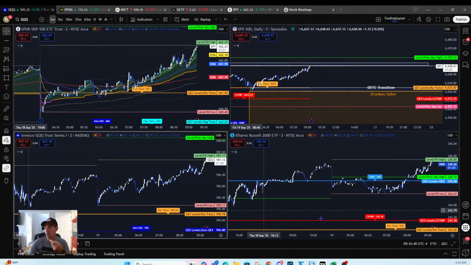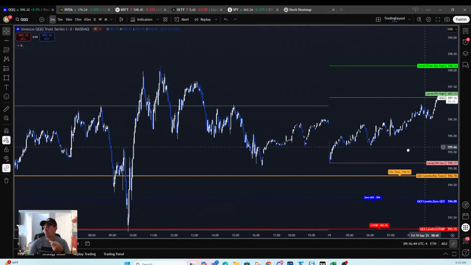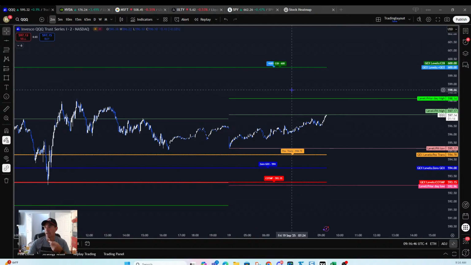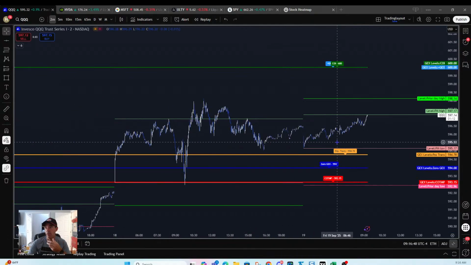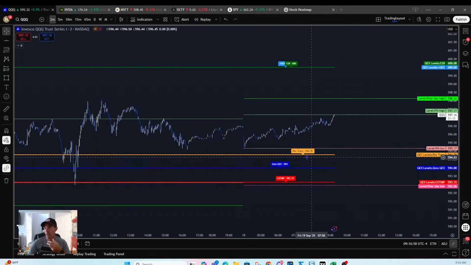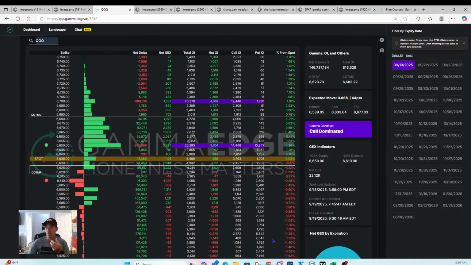So here's our TradingView chart for QQQ this morning, and then here's our levels. P-Trans plus GEX COI is up there at 600. And then P-Trans 594, 0 GEX 594. So we're above all the transition levels, and then PGEX COI up there a little bit higher. And here's Qs for today, call dominated.